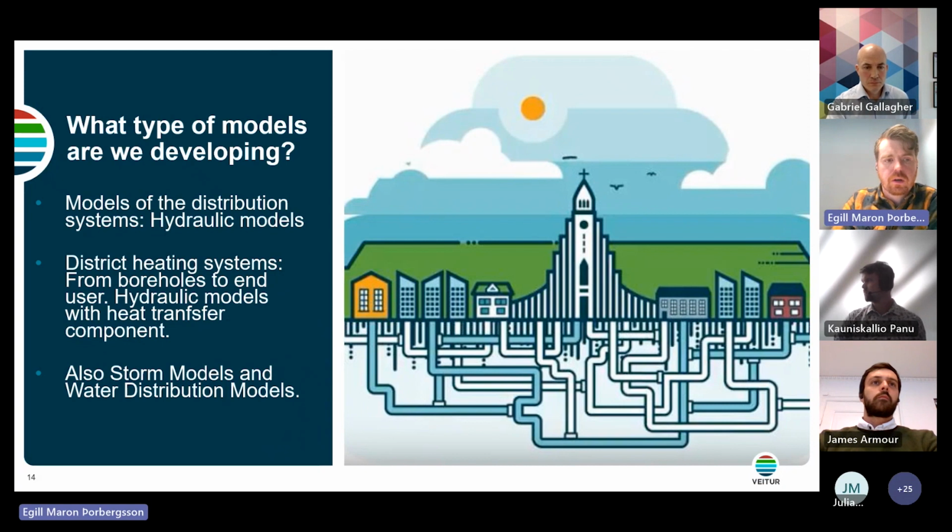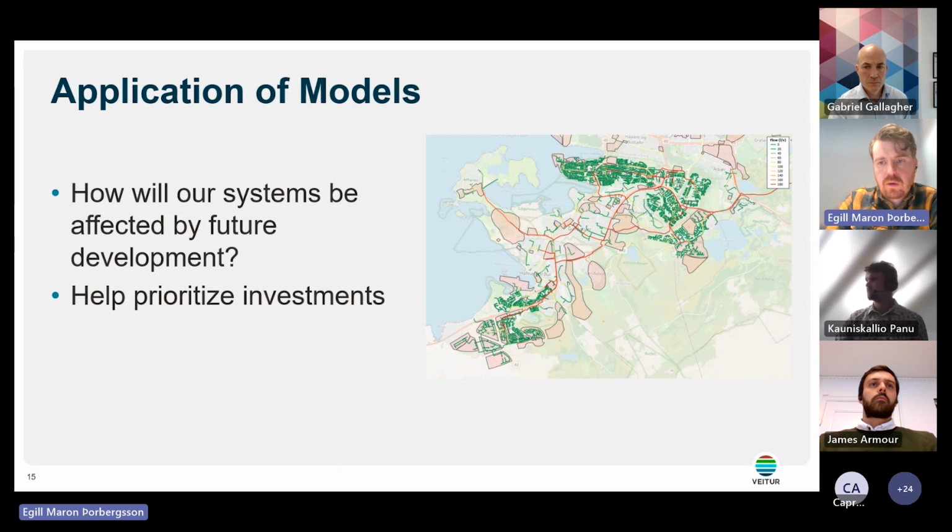But we are also using Fluidit. We are developing Fluidit models here in-house. So of course the hydraulic models, but also the water and storm models. And we are looking at how the future development in the municipalities will affect our system, and we use them to prioritize investment in our system.